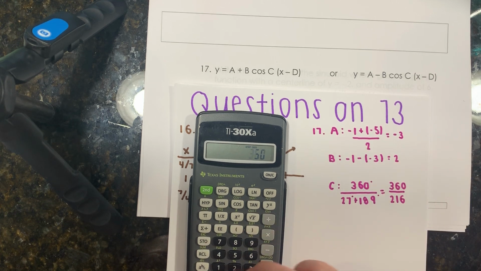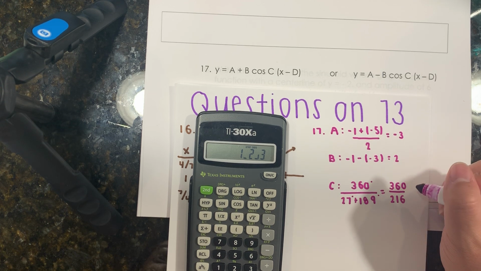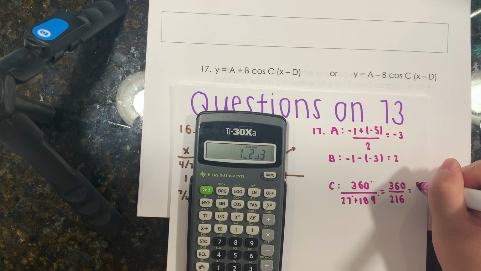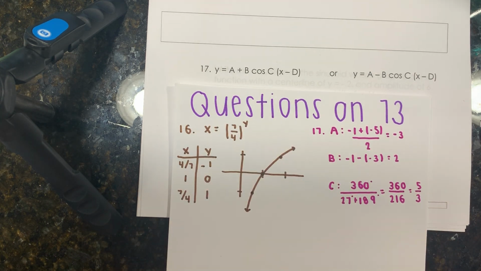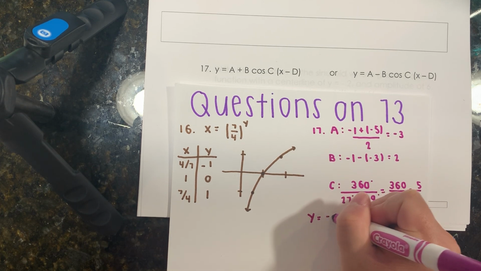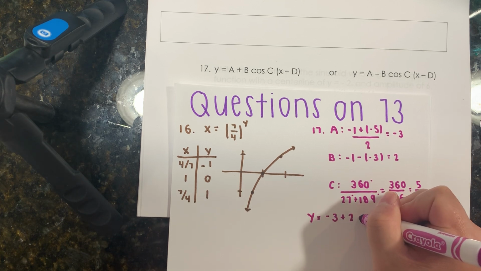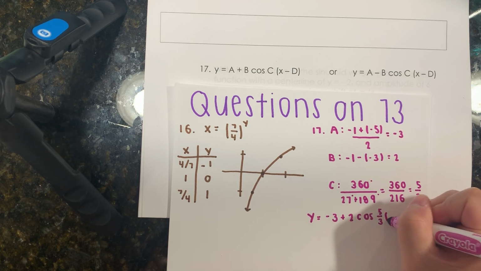So 360 written as a fraction. So that's 1 2/3, or written as 5 thirds. Okay, so that's 1 2/3, or written as 5 thirds. Now I'm going to start writing this as a function. So y is equal to -3 plus 2 cosine 5/3, and now we're going to do the phase shift.